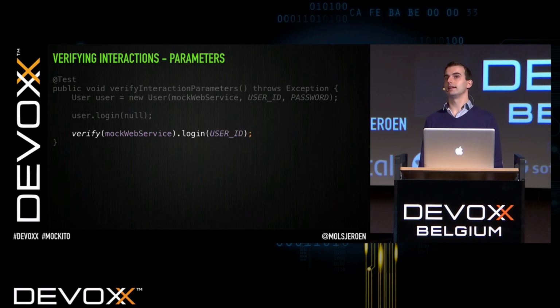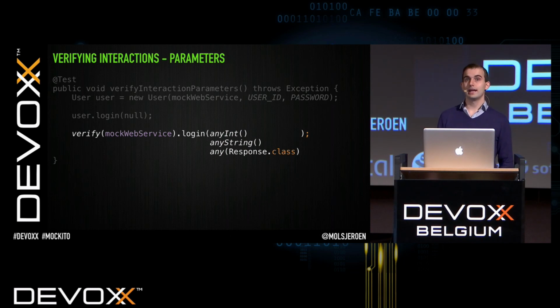All right. Now, what if a method takes parameters? For instance, the login method takes parameters. You can just add those parameters. But you can also be a bit more vague about how you want the parameters to look. So you can say, hey, Mockito, I want this method to be called, but the parameter can be, I don't really care, it can be any integer, any string, or any object of this class. This is what Mockito calls a matcher.